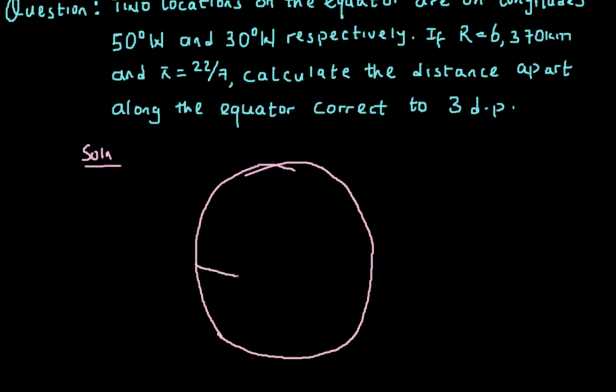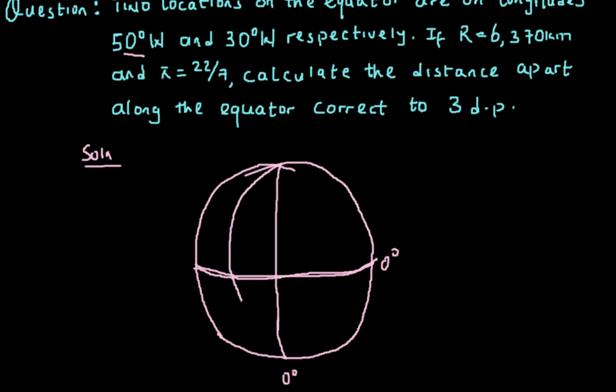Now this is the equator at 0 degrees, and then we have the prime meridian at 0 degrees. Now we are told that two locations on the equator, and I hope you've not forgotten that this here is the equator, are on longitude 50 degrees west. Now west is left of the prime meridian, and we have 50 degrees, so it's like midway through, so we can have something like this. And this here is 50 degrees west.